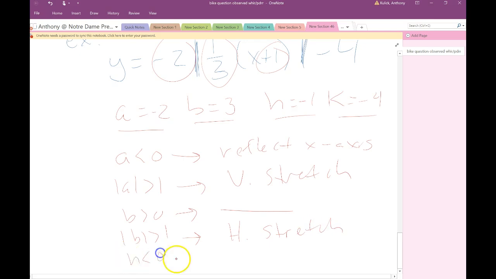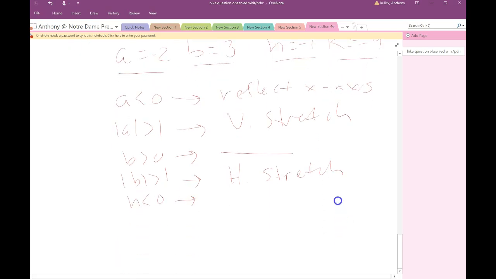The h value is less than 0. The h just does one thing: it tells us left or right, and then 1 unit. And then the k value is also negative. That tells us it's going to go down 4 units. So just something like this would be sufficient there, Evan.